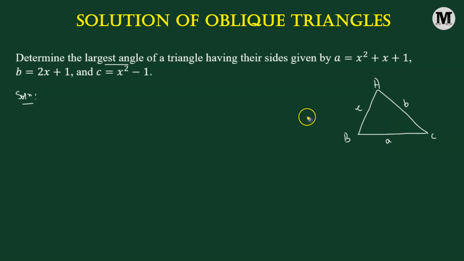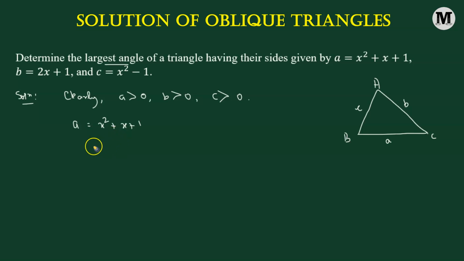Okay, to do that, we know that in our triangle, since the sides are a, b and c, clearly the sides must always be greater than 0. That has to be true. a must be greater than 0, b must be greater than 0, and c must be greater than 0. That means all the sides must be positive. That's a requirement. We know that. Let's start with a. So a here is given as x squared plus x plus 1.